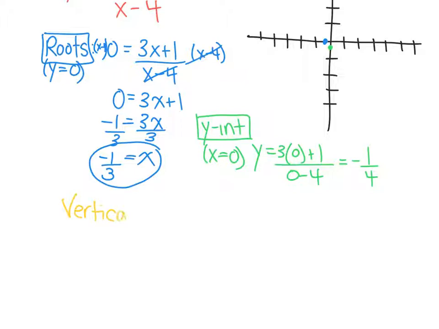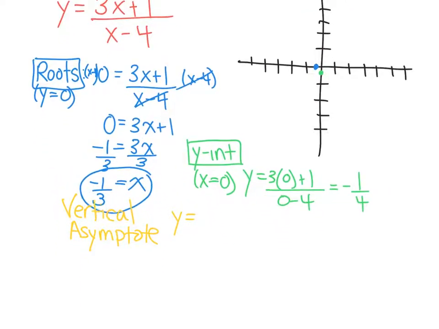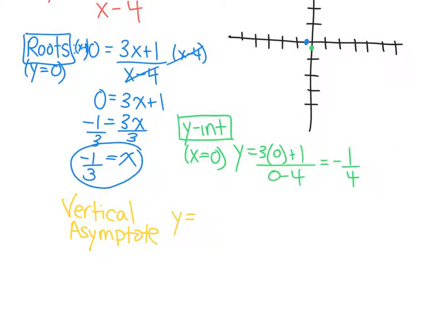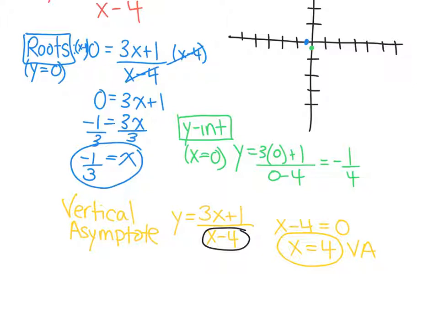Let's do our vertical asymptote first. To find that, we just set our denominator equal to 0. So our equation was 3x plus 1 over x minus 4. So we're going to set our denominator equal to 0, because we know if that's equal to 0, our graph won't exist, our function won't exist there. So if I set x minus 4 equal to 0, I end up with x equals 4. So I know I'm going to have a vertical asymptote at x equals 4. So 1, 2, 3, 4. So I just do a dashed line there, so I know the graph won't go through there.